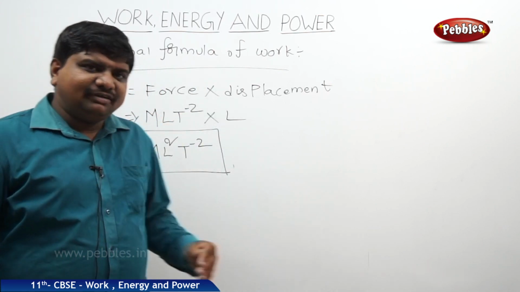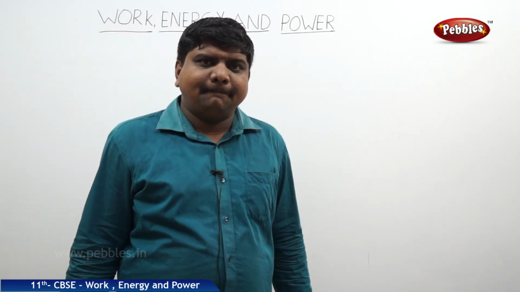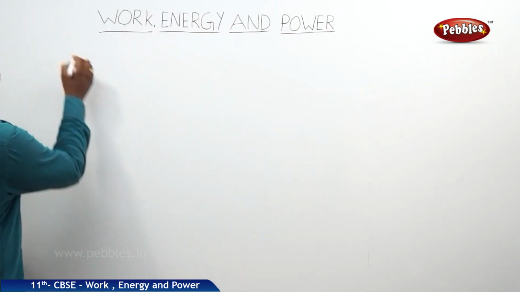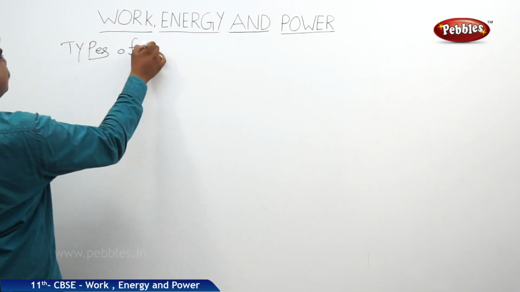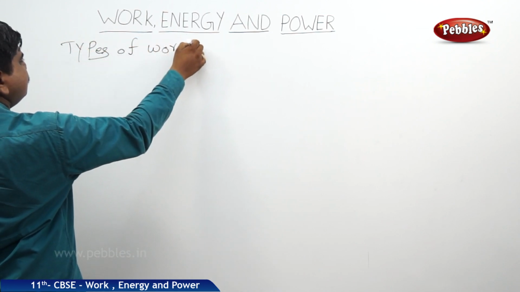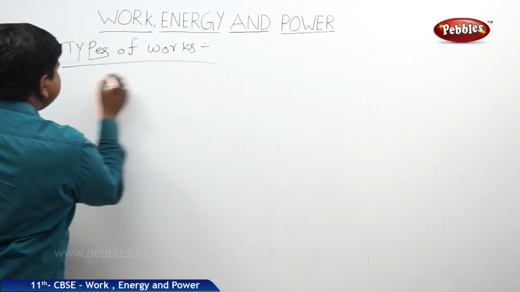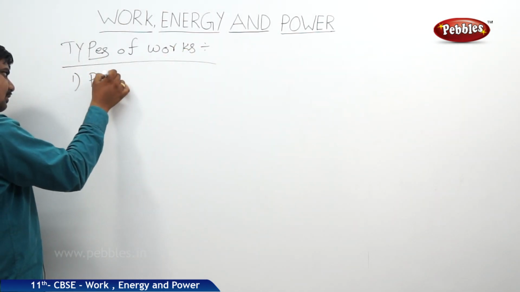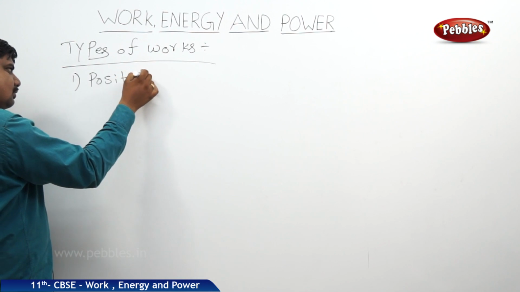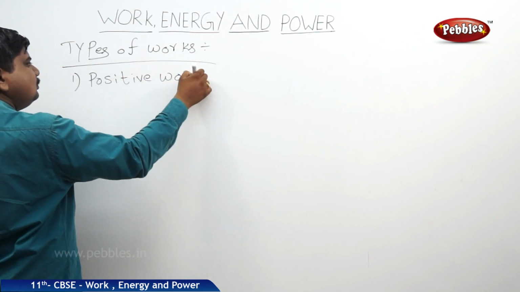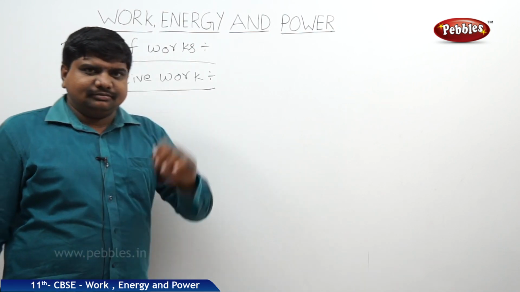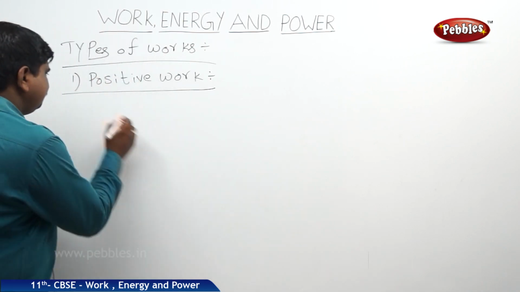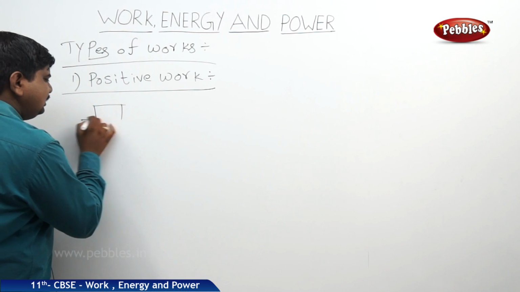Now we will see the different types of works. So now we will see the types of works. First one is positive work. That means the magnitude of the work done is positive. When will it be positive? The first example we will see.